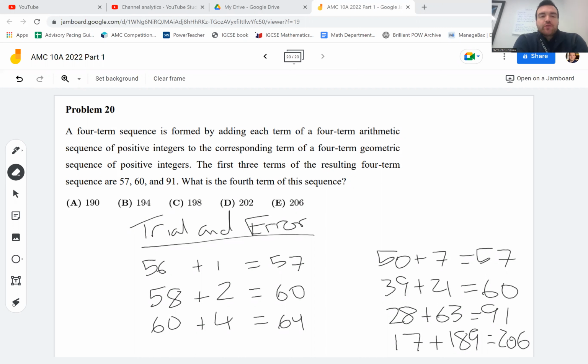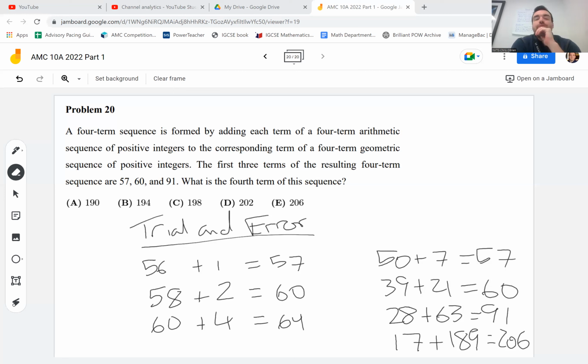So this one says a four-term sequence is formed by adding each term of a four-term arithmetic sequence of positive integers to the corresponding term of a four-term geometric sequence of positive integers. The first three terms of the resulting four-term sequence are 57, 60, and 91. What is the fourth term of the sequence?